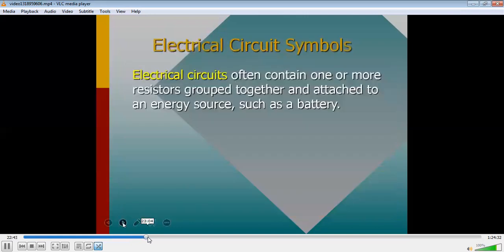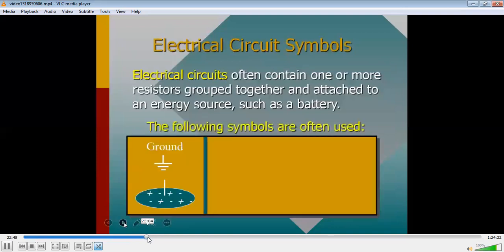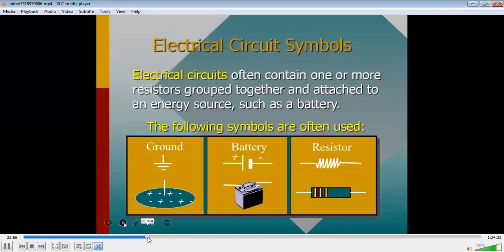Now, the electric circuit symbols. Circuits often contain one or more resistances grouped together and attached to an energy source such as a battery. The following symbols are often used to understand the electric circuit: one is ground, battery, and resistor.